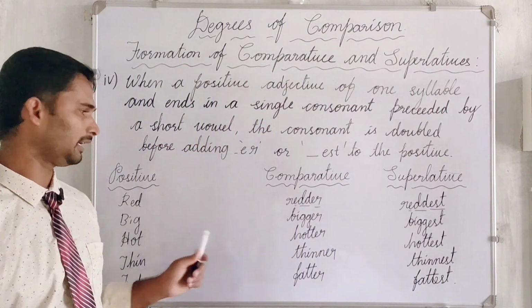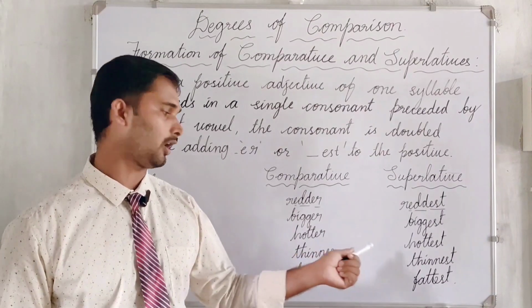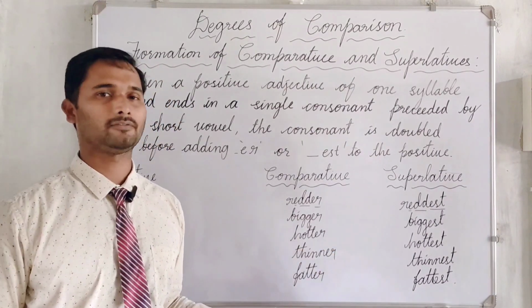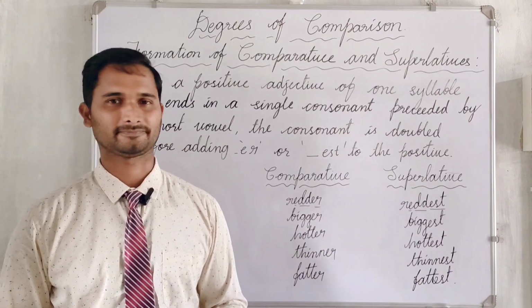Some more examples: big, bigger and the biggest. Hot, hotter and the hottest. Thin, thinner and the thinnest. And fat, fatter and the fattest.